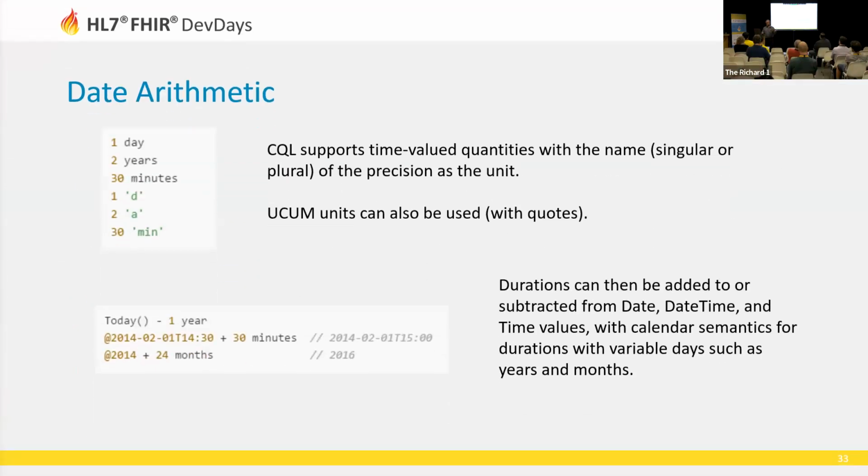It also supports date arithmetic, so I can add durations to date values. So I can say things like today minus a year. I can add minutes. This even works on partials. So if I say the year 2014 plus 24 months, I'm going to get the year 2016.